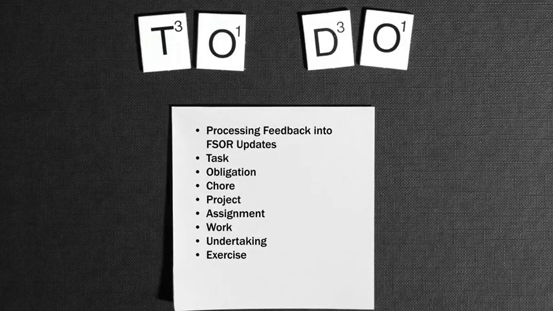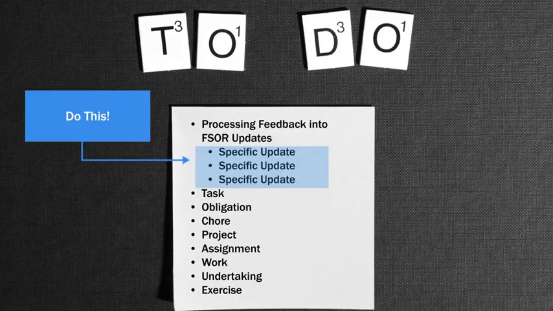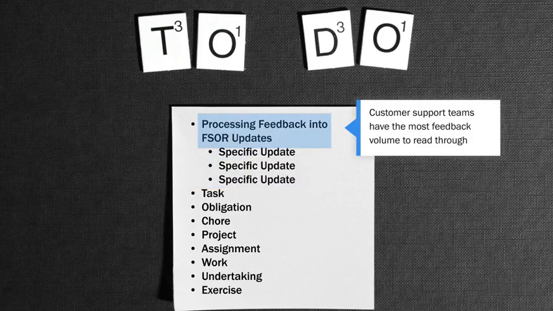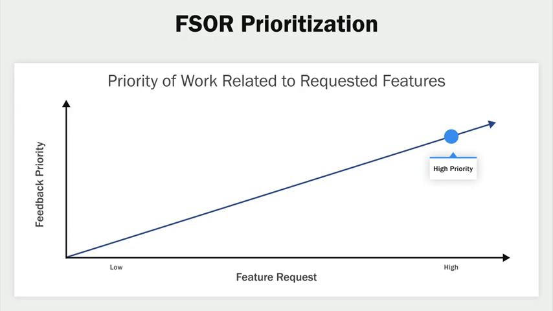Often, your product champion won't be able to dedicate all their time to processing feedback into FSOR updates. As a result, you have to efficiently prioritize the work that they can do. This challenge is most applicable for product champions from customer support teams, as they tend to have the most feedback volume to read through. Efficiently prioritizing work means making sure the feedback they spend time reading through and categorizing into feature requests are representative of the most requested features.